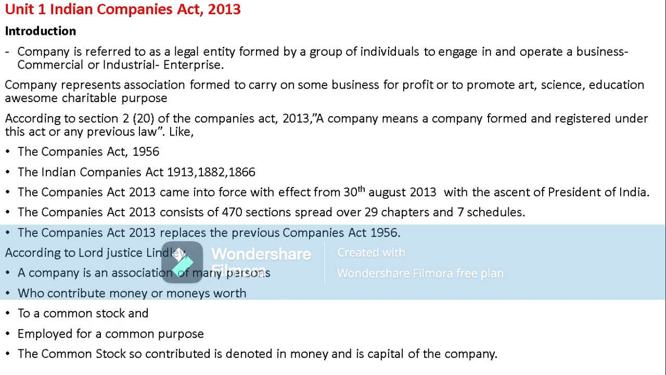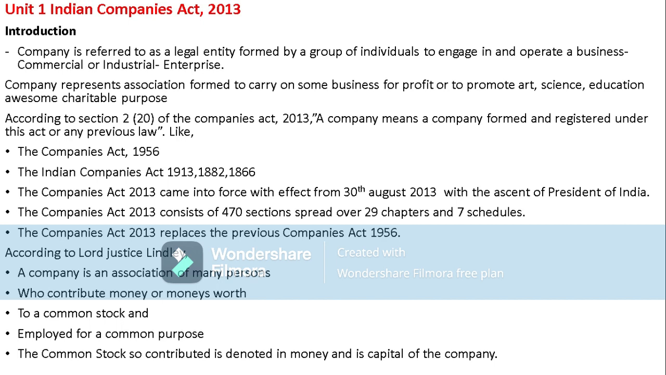And this 2013 Companies Act, with Act number 18, contains 29 chapters, the total number of sections under this Act is 470, and the total number of schedules is 7. So finally, in the Companies Act 2013, there are 29 chapters, 470 sections, and 7 schedules.